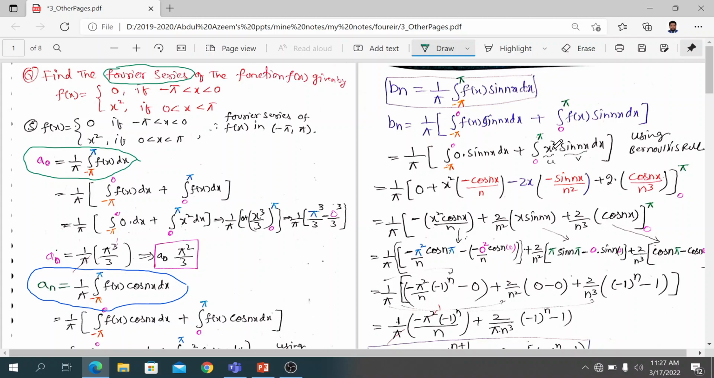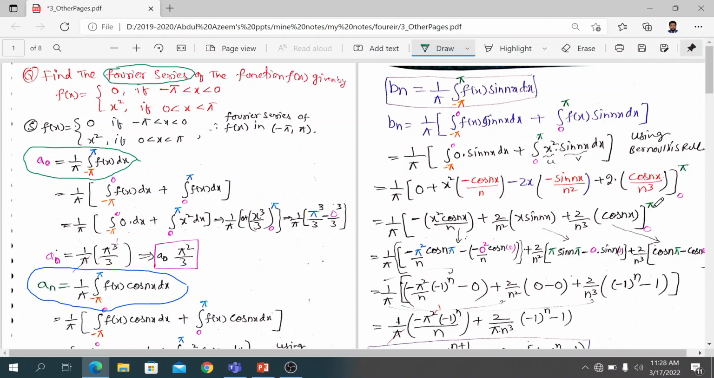x square, first this is u, so x square, minus derivative of x square 2x, plus 2x derivative is 2. Next, sin nx integration is minus cos nx by n. Again this integration is minus sin nx by n square. Again integration of this, minus into minus, plus cos nx by n cube. So just rearrange this: minus x square cos nx by n, minus into minus plus 2x sin nx by n square, plus 2 by n cube cos nx, between the limit 0 to pi.